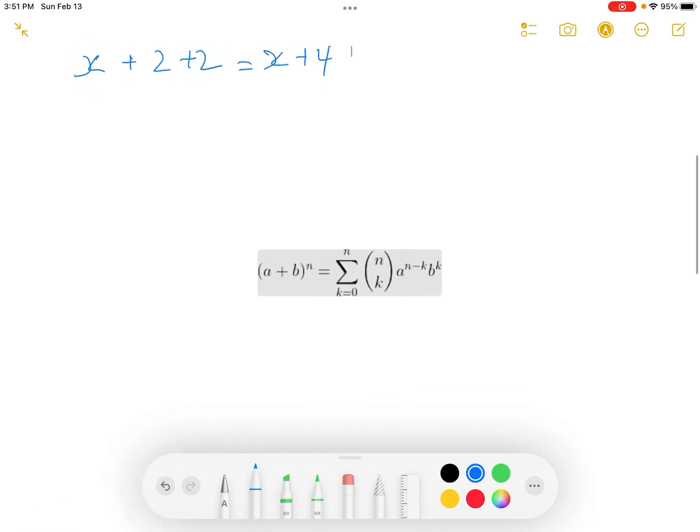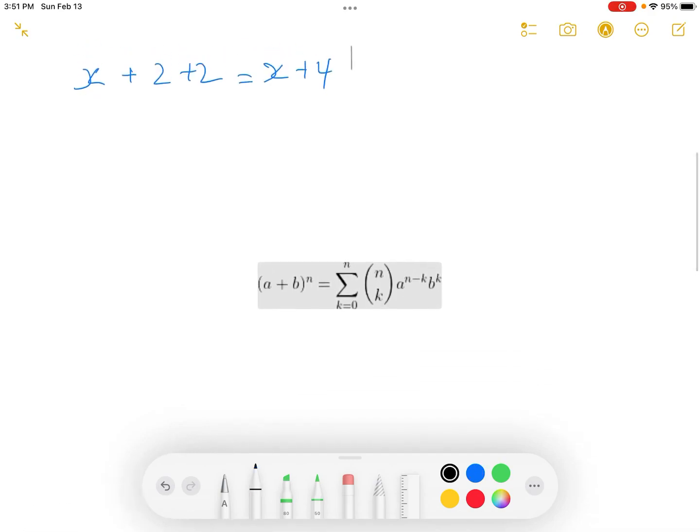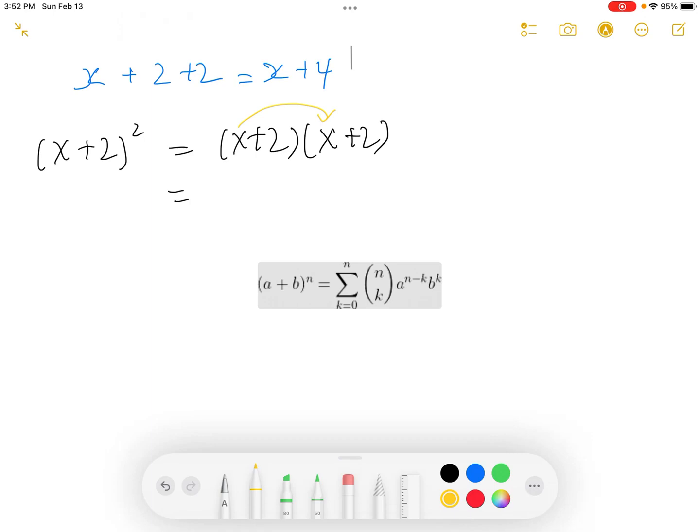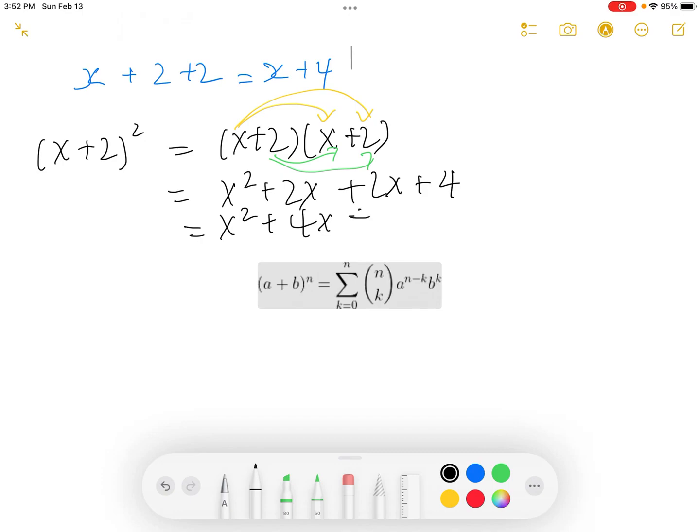So let's talk about the binomial expansion. Remember that in your basic math classes, you might have done something like this: x plus 2 squared. We will just expand it, so it's x plus 2 times x plus 2. Then we use the distributive property to distribute x to both x and 2, so we have x squared plus 2x. And then we distribute the 2 to these 2 terms, so we have plus 2x plus 4. So we have x squared plus 4x plus 4.